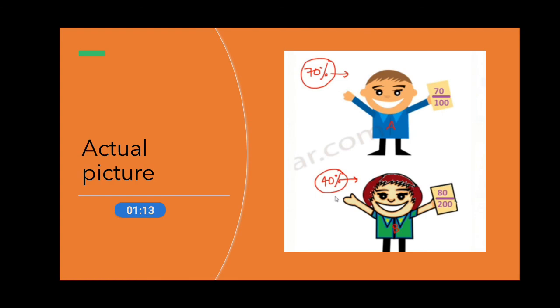Now the actual picture: person B is scoring 80 marks, which is more than 70, but when you calculate the percentage, person A will be having 70% and person B will be having 40%. That means on comparison, person A performed better than person B.